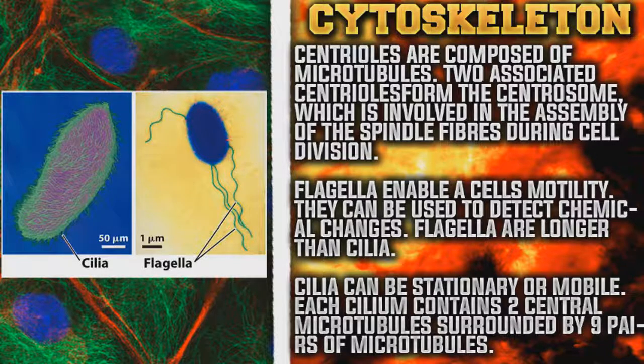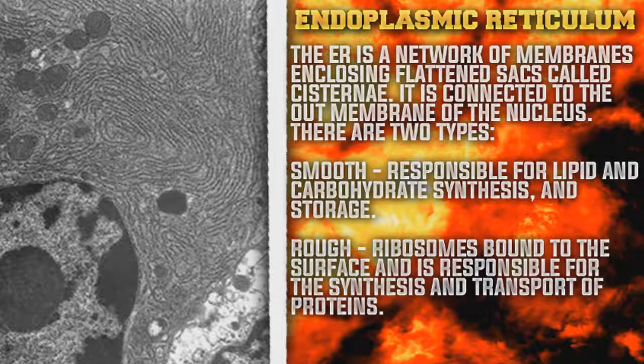Another thing we're going to be looking at is the flagella. These enable motility. They can be used to detect chemical changes, and flagella are longer than cilia. Cilia can be stationary or mobile. Each cilium contains two central microtubules surrounded by 9 pairs of microtubules. The next organelle we're going to be taking a look at is the endoplasmic reticulum.